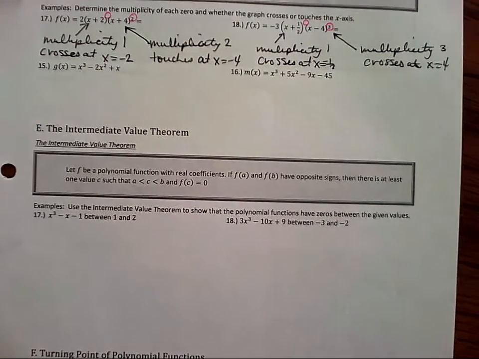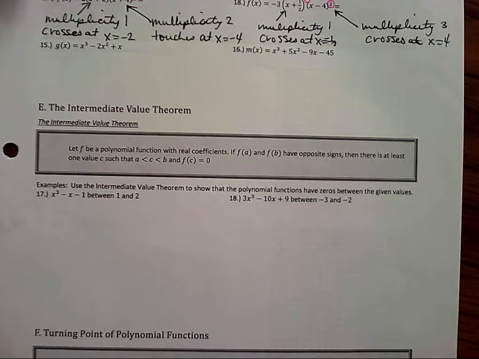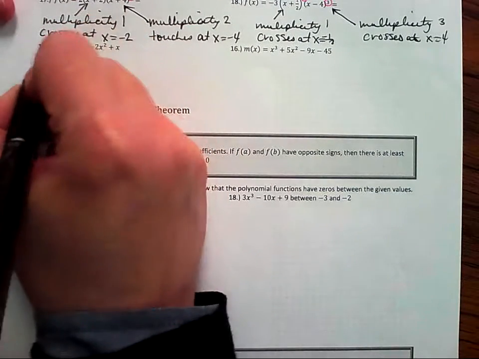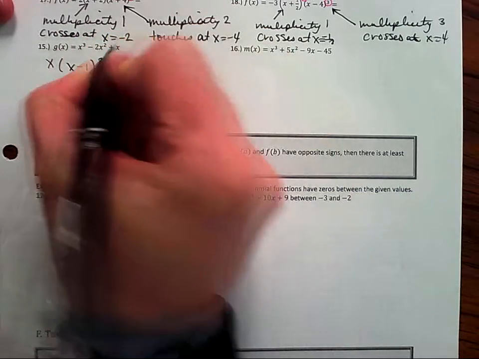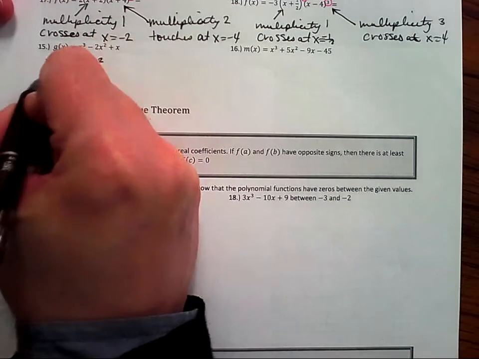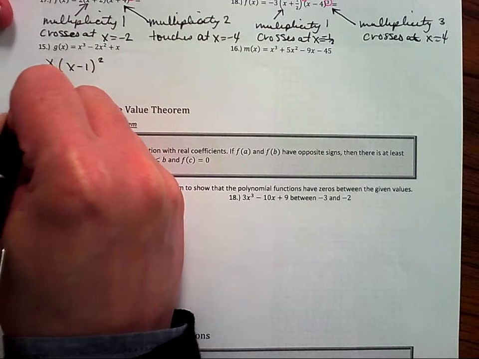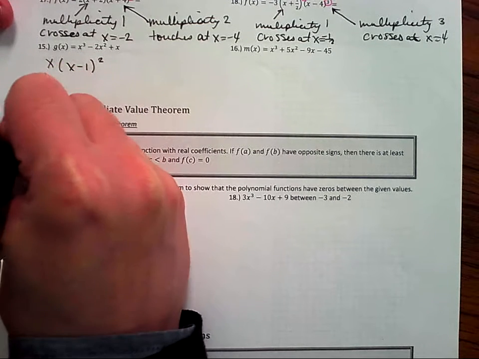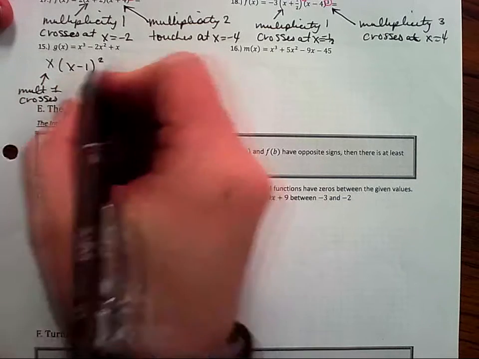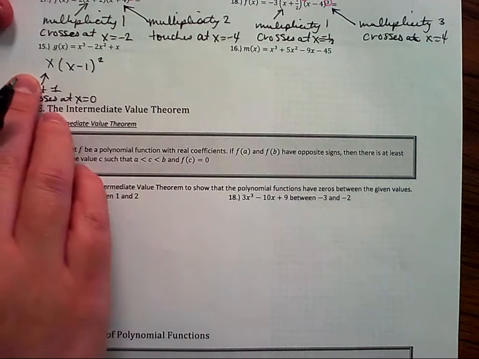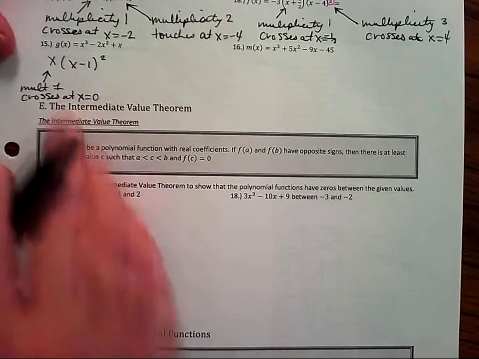All right, you guys can do 15 and 16, right? Do you guys get it? Okay, who can factor 15 for me? We did this last class, right? This is x times x minus 1 squared. So that means the multiplicity on x, what's the exponent on x? That's 1. Multiplicity 1 crosses at x equals 0. The multiplicity is the power on the exponent, and it crosses at the root.